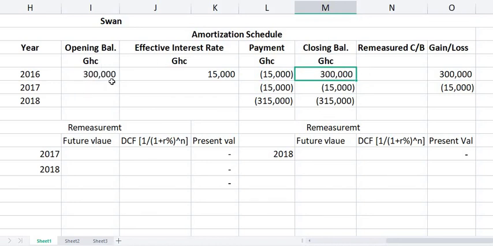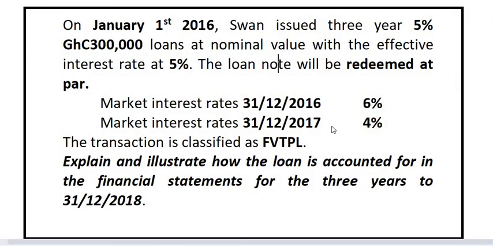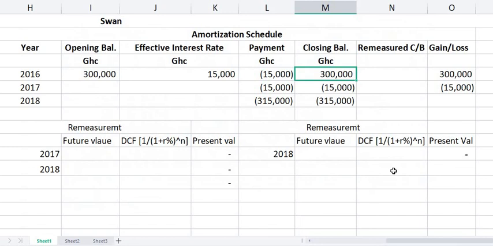So the opening balance was 300,000, the effective interest 15,000, the coupon 15,000, and we have a closing balance of 300,000. In the question, at the end of 2016, our interest rate has changed to 6%, which means we will use 6% starting from 1st January 2017. So it is going to have an effect on our closing balance for 2016, because we need a closing balance that will suit the new interest rate.